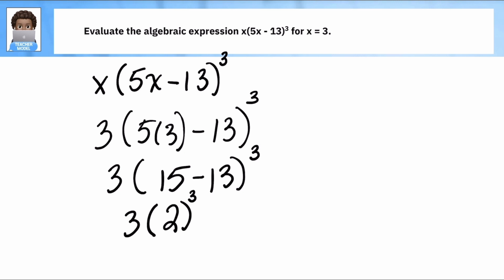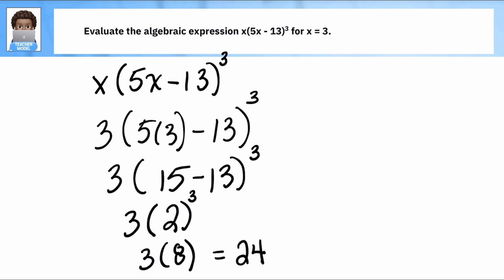So now we have some options, and this is where it gets super interesting. When we think about our order of operations, are we going to deal with the exponent first, or are we going to distribute first? We're going to multiply. So in our order of operations, what comes first, multiplying or exponents? Exponents come first. So we have 3 times 8, since 2 to the third power is 8, and that will give us 24.